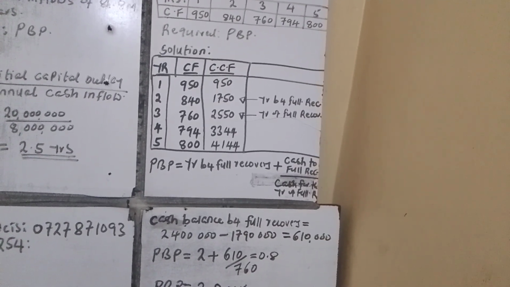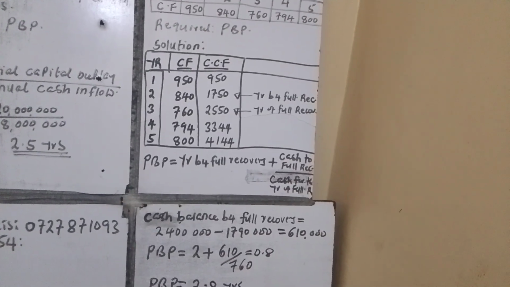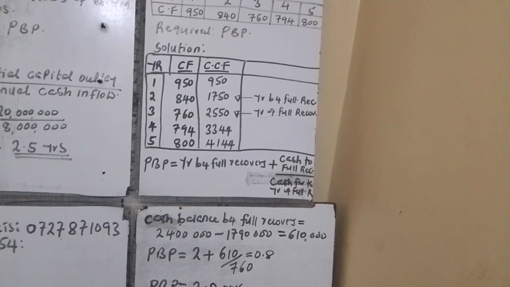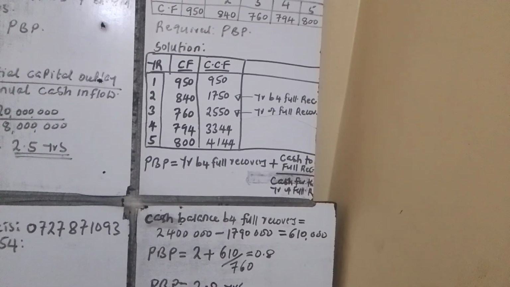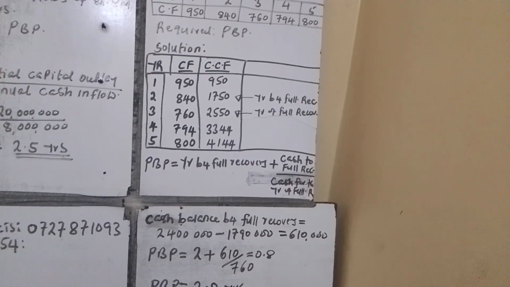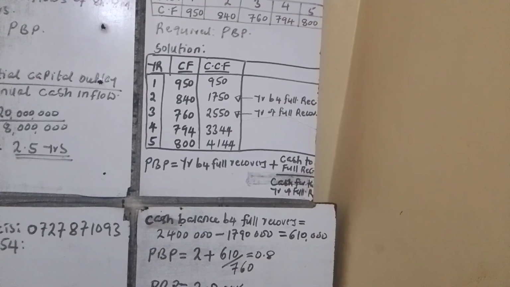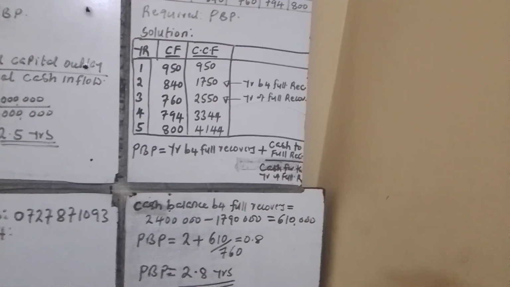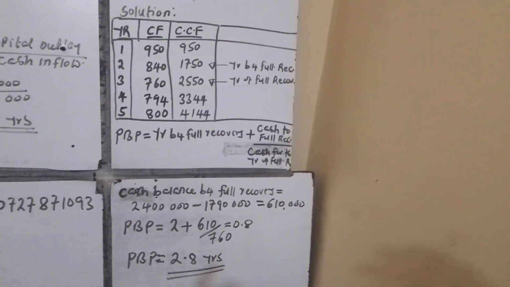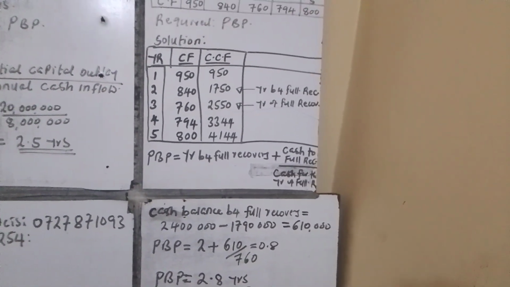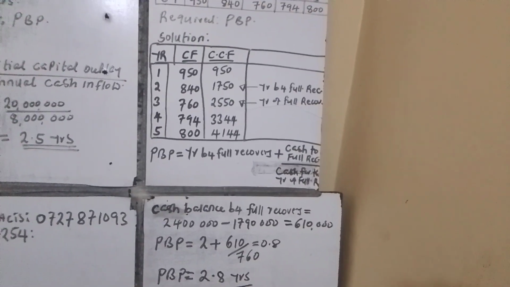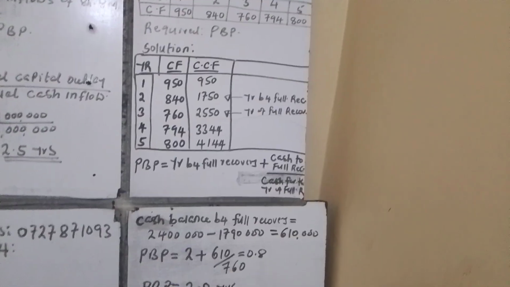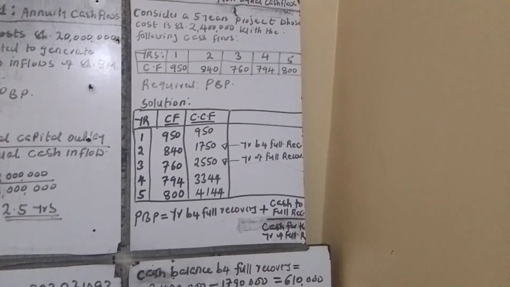2.4 million minus 1,790,000 is 610,000. So if you take 1,790,000 plus 610,000, you get 2.4 million. So our formula says the payback period will be given by the year before full recovery, which is 2. Because if you have 1,790, you're only remaining with 610 to make 2.4, which was the initial capital outlay.